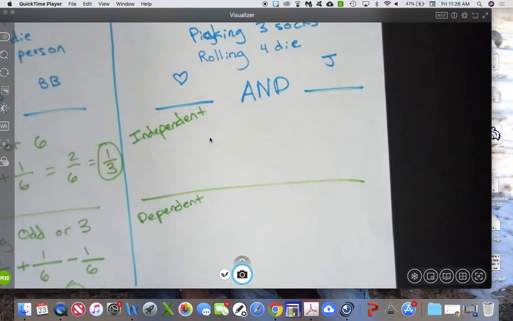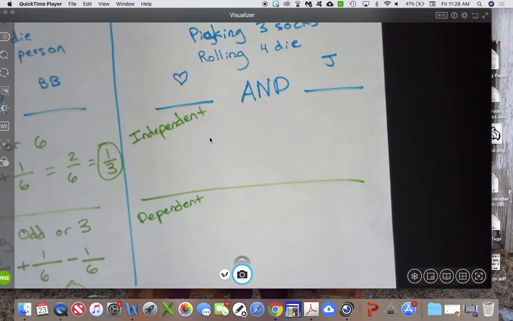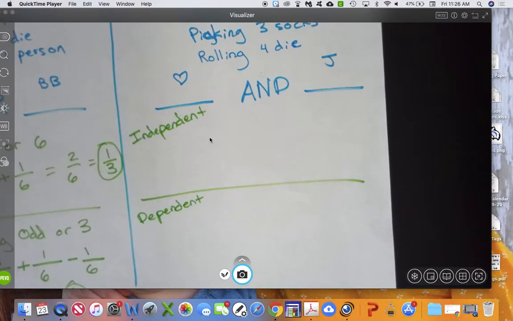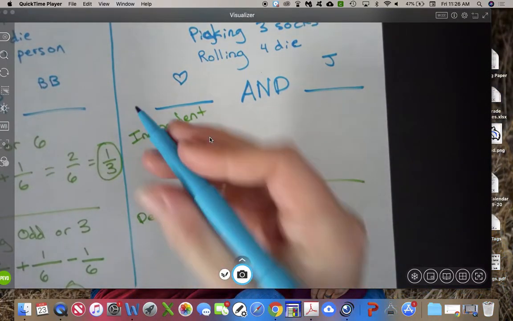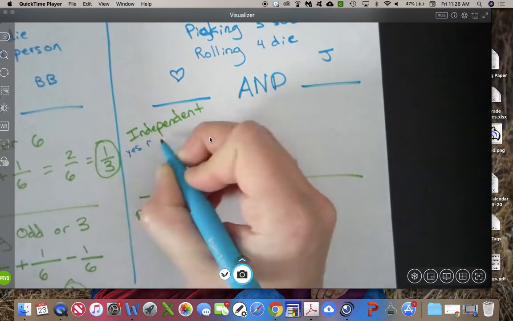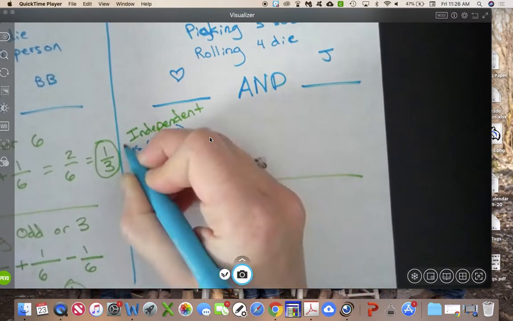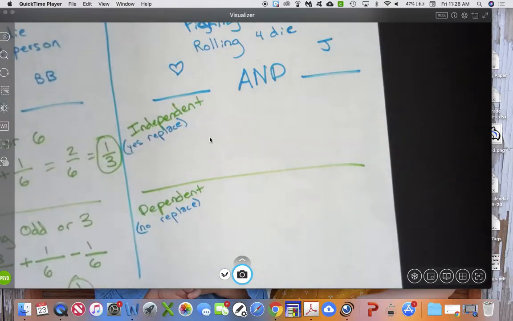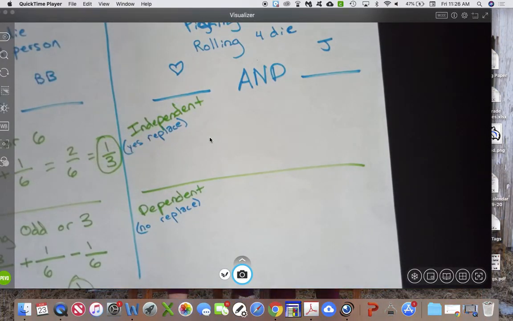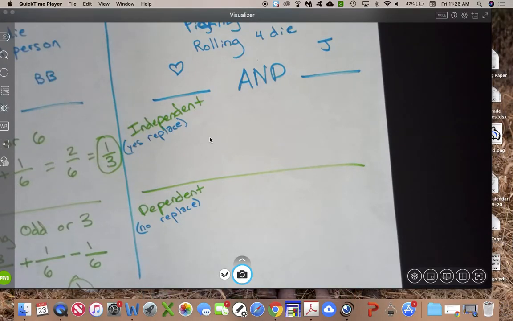Okay, what did you normally see when you were doing independent and dependent? What were those things that would make something depend on another one? Like you want to take them away. And what were the key words that you were looking for? Replace and not replace. So independent, you are replacing. I'm going to put yes, replace. Dependent was no replace. So when dependent happens, I'm going to have to do some funky, weird things, okay? So we can't use a dice on this, right? Because you can't not replace a side on a dice. That doesn't work, right?